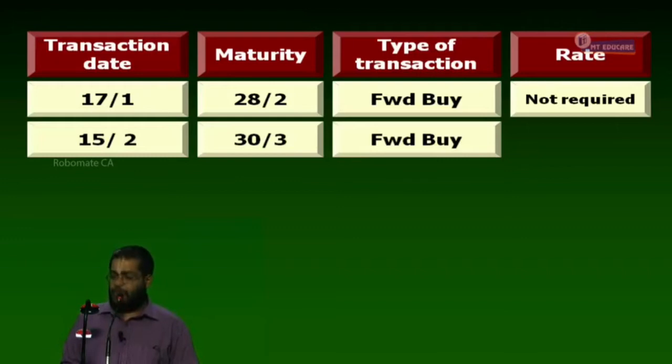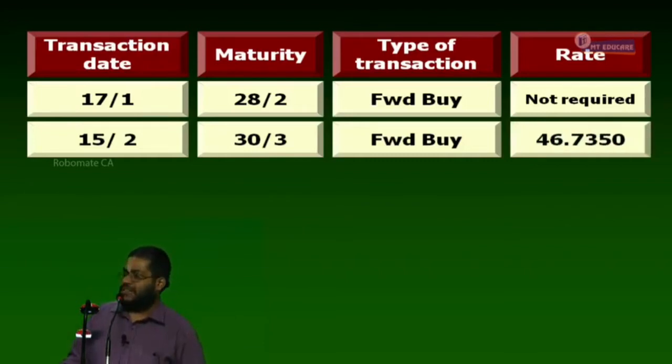30th March. You will add what? Swap point. What swap point should be added? 0.2275. Please tell me 46.5075 plus 0.2275, and the number should be told. What's the number? 46.7350. Right? 46.7350.